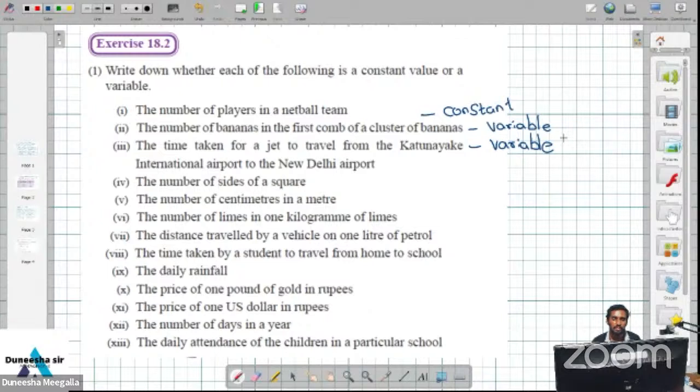Okay. Fourth one, the number of sides of a square. It's a constant or? Constant. Yes, it's a constant because a square has only 4 sides. Fifth one, number of centimeters in a meter. Constant. Yes, the number of centimeters in a meter is 100. It's a constant.